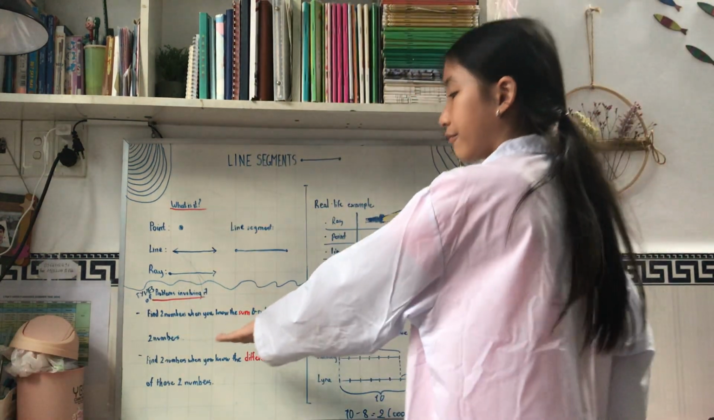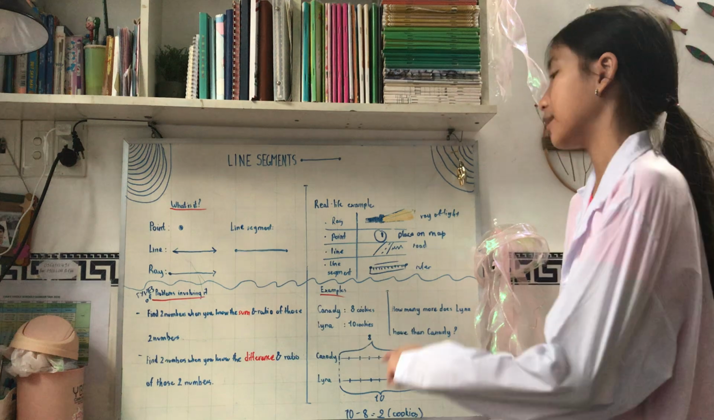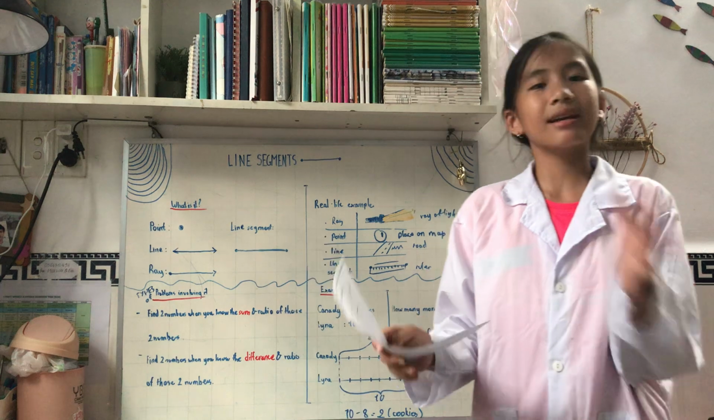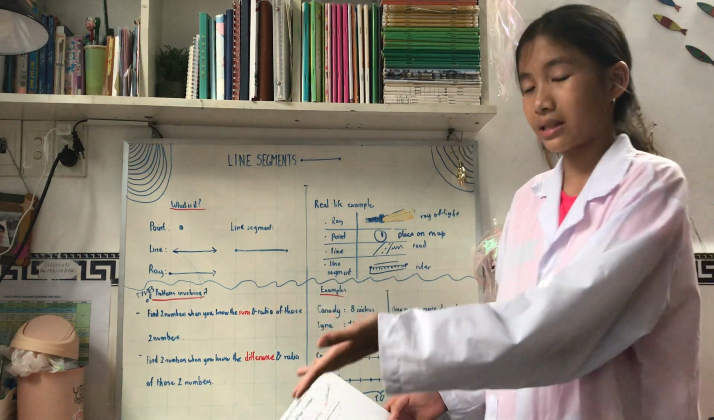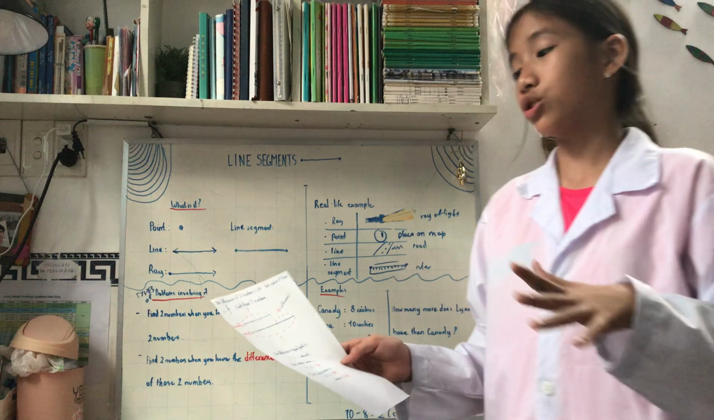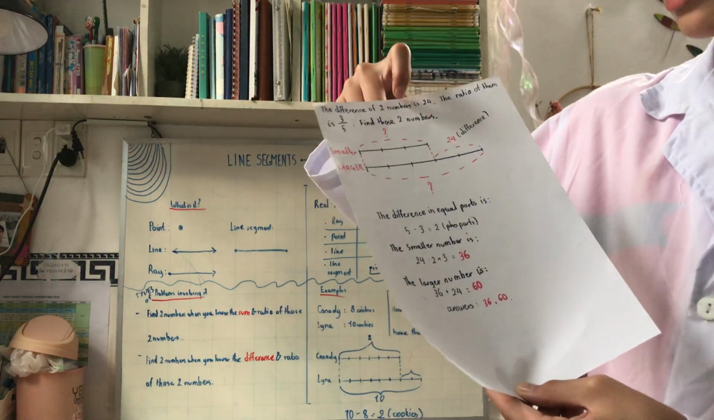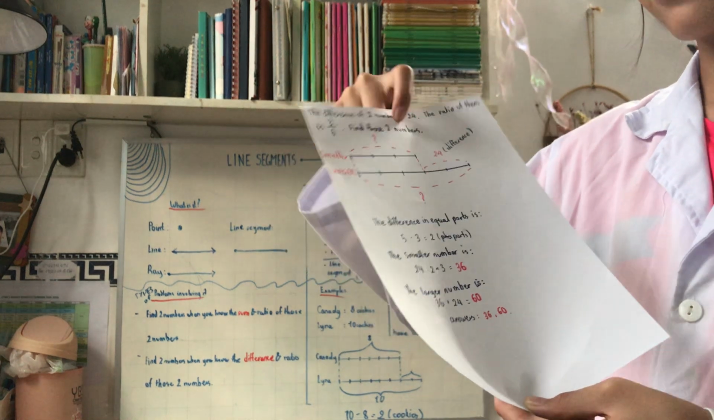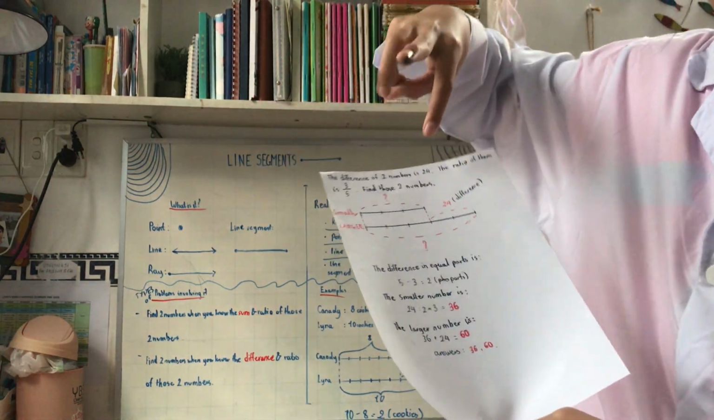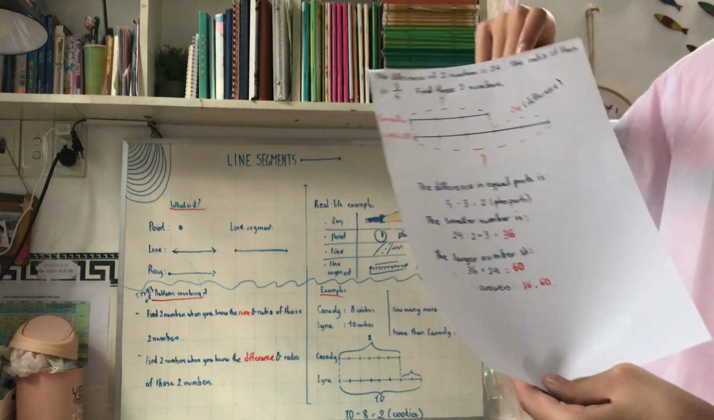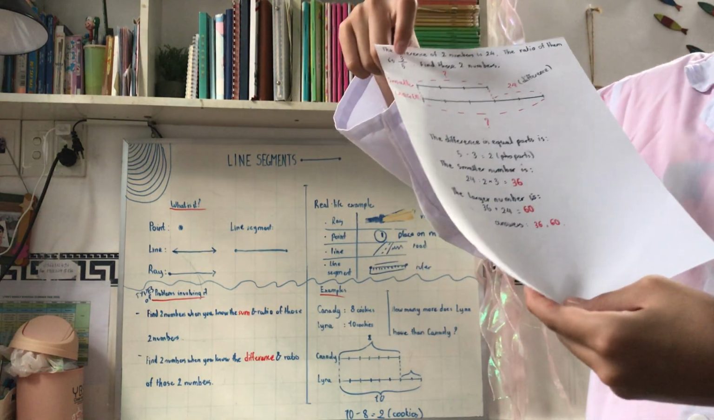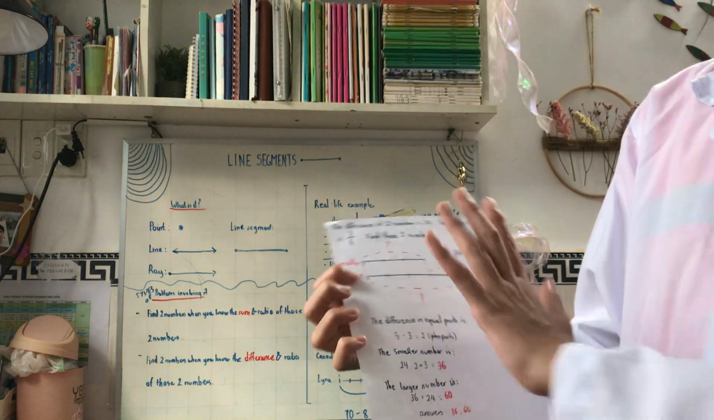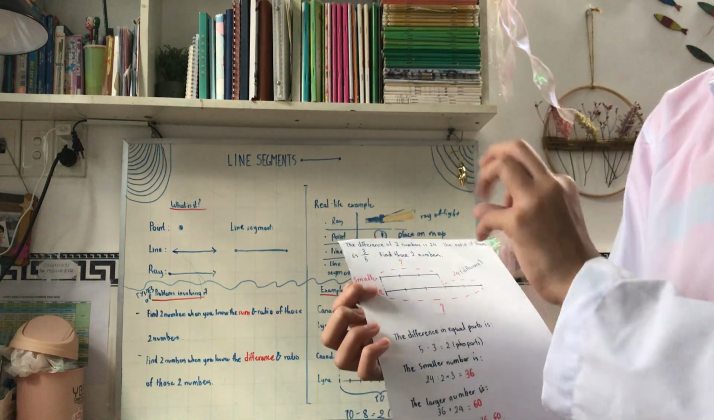Now, for finding the 2 numbers when you know the difference and the ratio of those 2 numbers, we have a different example, but its concept is similar to the example that I showed you before. The difference of 2 numbers is 24. The ratio of them is 3/5. Find those 2 numbers. We know that the smaller number has 3 parts because here in the ratio, the 3 represents the smaller number and the 5 represents the larger number. The larger number will be 5 and the smaller number will be 3.